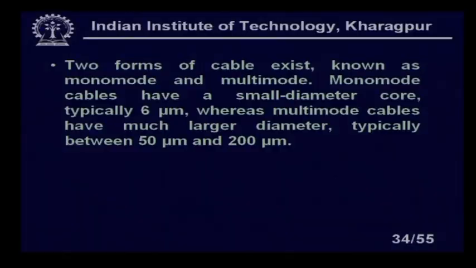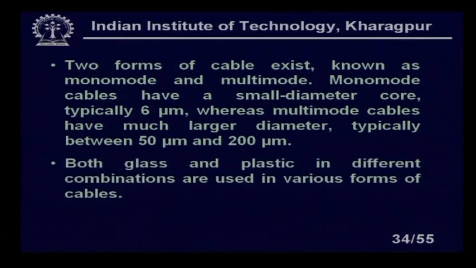Okay. Monomode cables have a smaller diameter core, typically 6 micron, whereas the multimode cables have a much larger diameter, typically between 50 micron and 200 micron. Both glass and plastic in different combinations are used in various forms of cables. We can use glass or plastic.